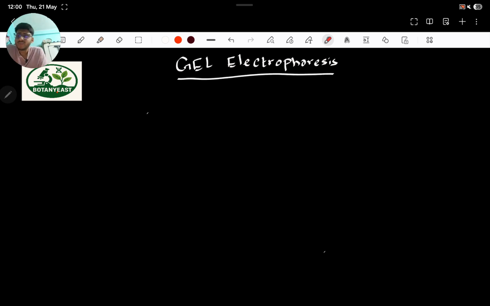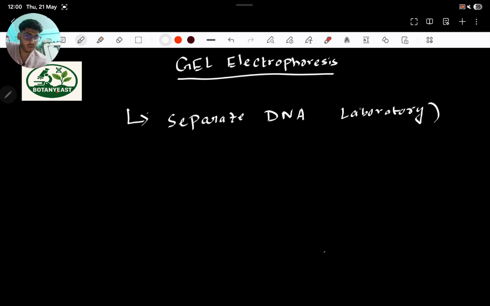Okay, so it is nothing but a technique which is used to separate DNA. Okay, so it is a technique that we use in the laboratory to separate DNA. Clear? So, according to its size. Okay, so how does separation occur?